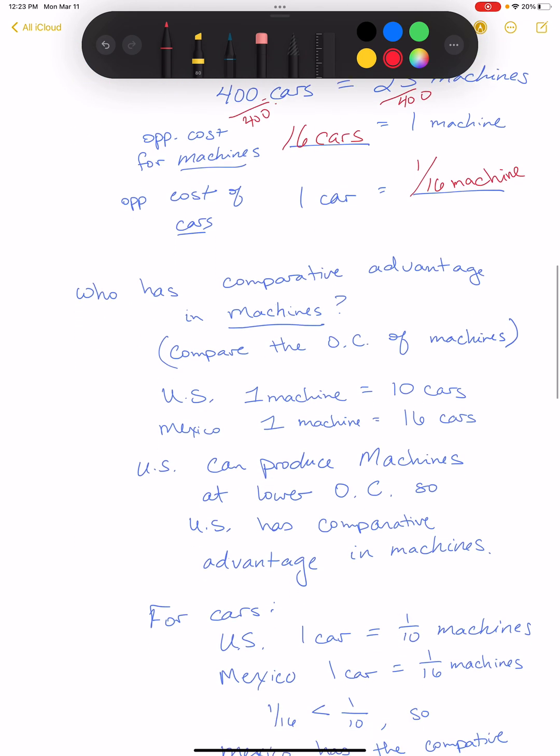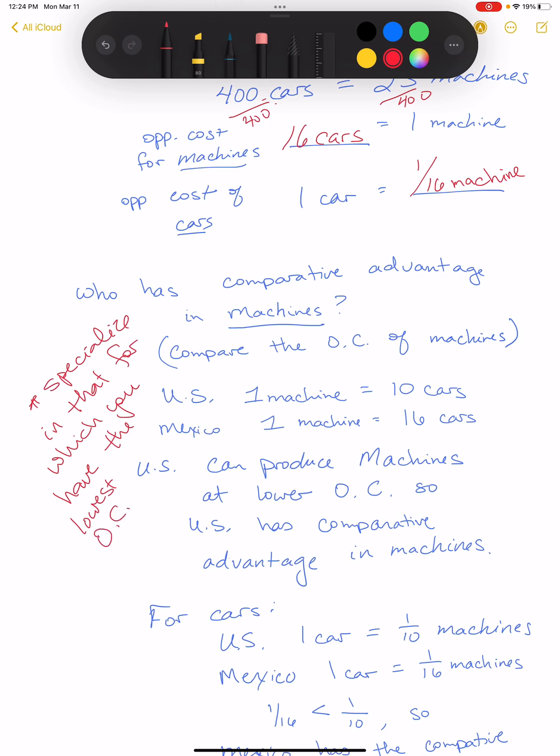So once you find the opportunity cost, the next step is to determine who has comparative advantage. So with comparative advantage, that is the underlying theory for trade. This is determining what people should specialize in, right? And then determining essentially the trade patterns from there. So to determine what somebody should specialize in, remember that people should specialize in that for which they have the lowest opportunity cost. And I did not write that down, so I am going to make a note here in the margins. So specialize in that for which you have the lowest opportunity cost.